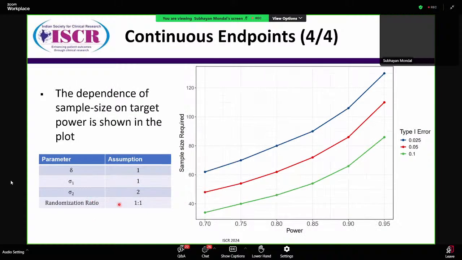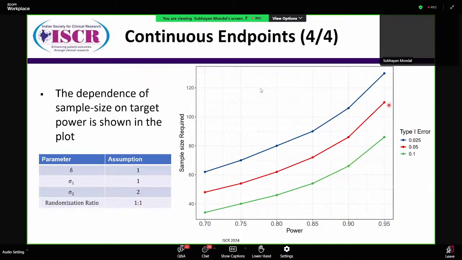So here we are fixing the randomization ratio to 1 to 1. Now on the x-axis we have the power. So previously we had 90% power, and now we will see, for other scenarios, how the sample size is impacted by the power criteria or the target power. So with the same assumptions here, delta, sigma 1 and sigma 2, and randomization ratio to be 1 to 1.